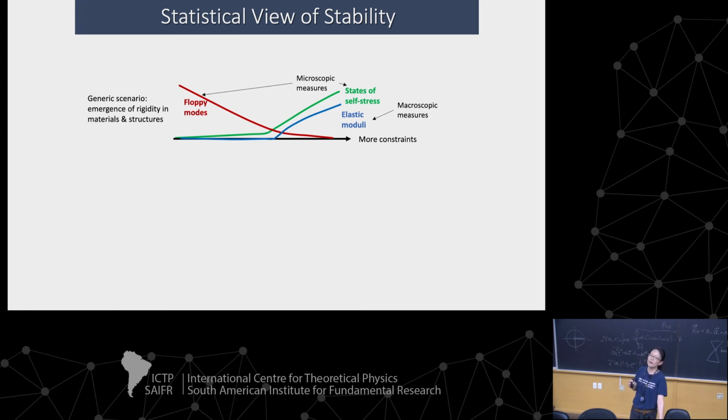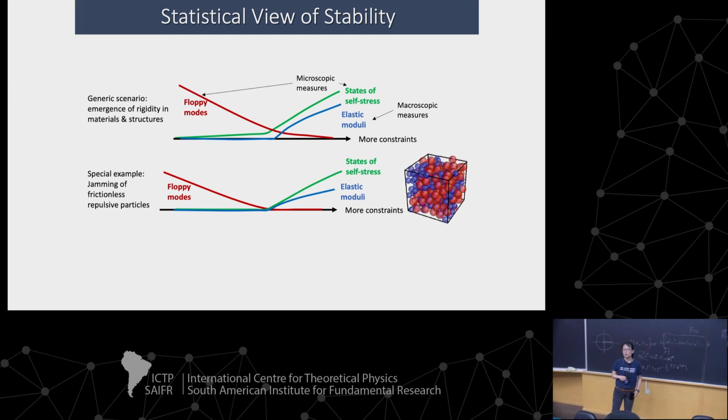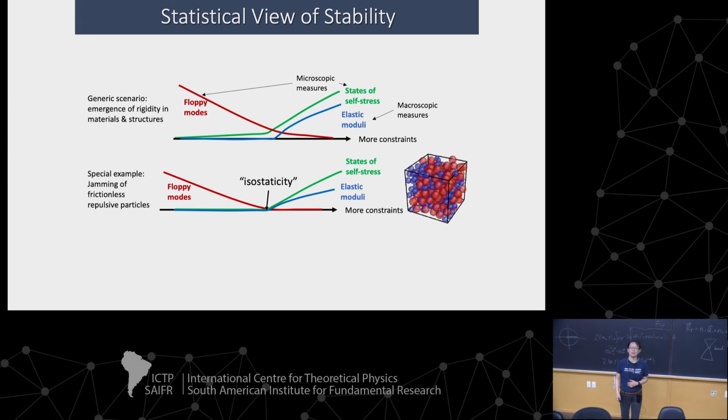In general, they don't overlap with one another, right? But jamming of frictionless soft spheres of one-sided potential is a very special case where these different criteria coincide at one point. You have a very unique point, which is right at isostaticity, where all of the floppy modes go away. First, the state of self-stress emerge. But generic materials, you have them happening at different points, okay? So I just want to mention that point to show the complexity of rigidity behavior itself.